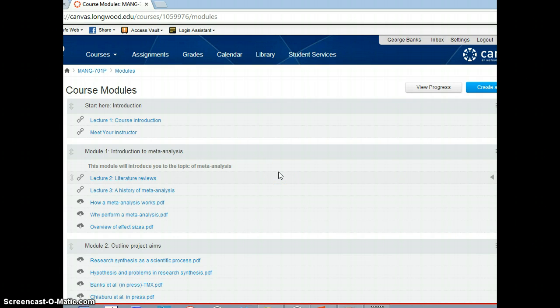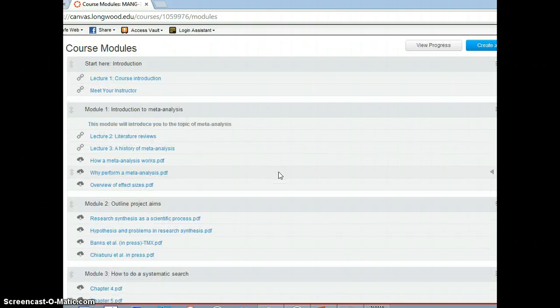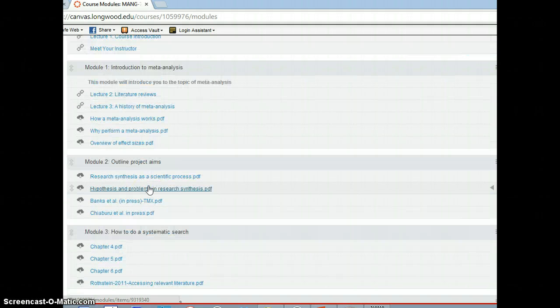Just to briefly recap what we've accomplished so far this semester, we began by discussing what a meta-analysis is, distinguishing it from other literature reviews. We discussed the history of meta-analysis, went over some of the mechanics of how a meta-analysis might work. We discussed some of the benefits to performing a meta-analysis, as well as having a brief discussion about what an effect size is.